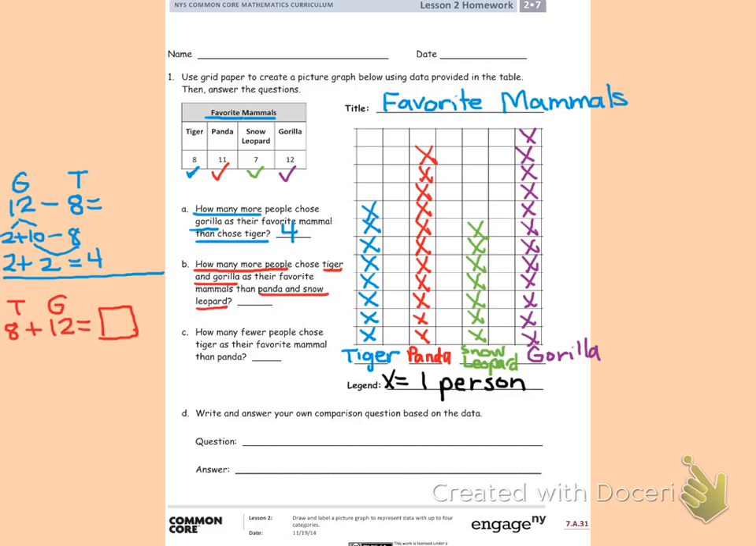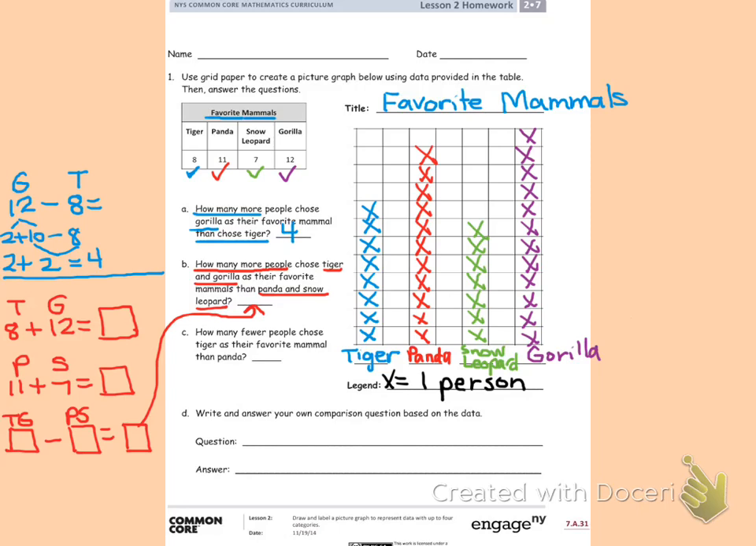Then we'll figure out how many chose panda, which is 11, and snow leopard, which is 7. Since we're going to be comparing the two groups, then we'll subtract them. We'll take the number from the tiger and gorilla, and we'll subtract it from the panda and snow leopard. That answer will go right here on line B.